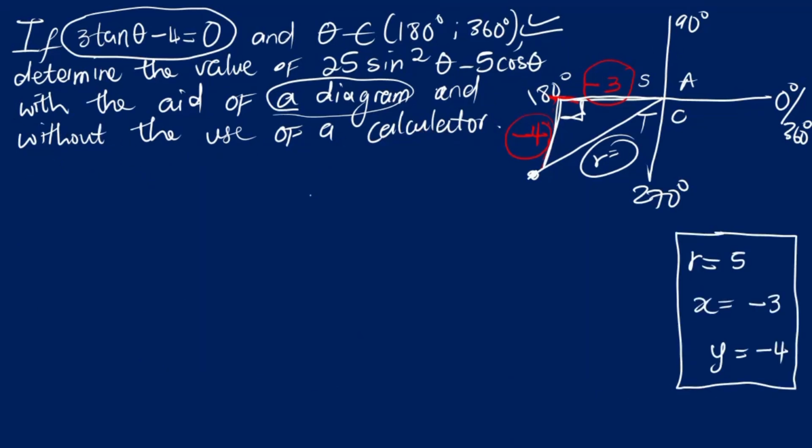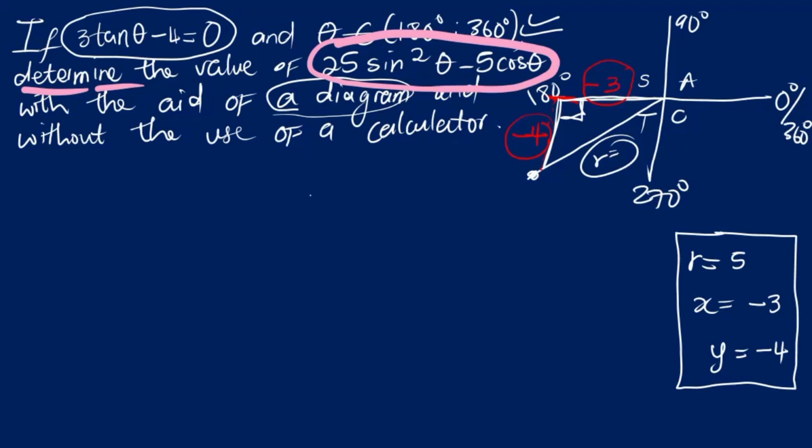So I erased everything now so that we can get to the part where we answer the question. Do you even still see the question? This is the question. They said determine the value of this thing here. This thing here, the one that looks complicated. So let's do that.